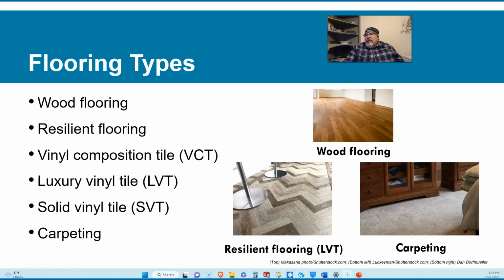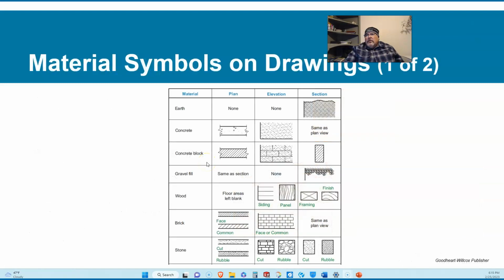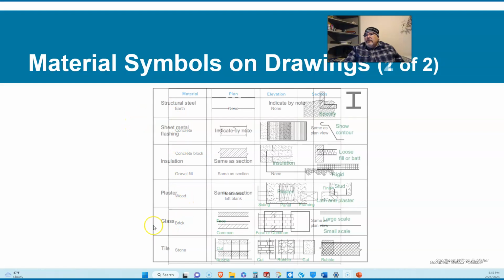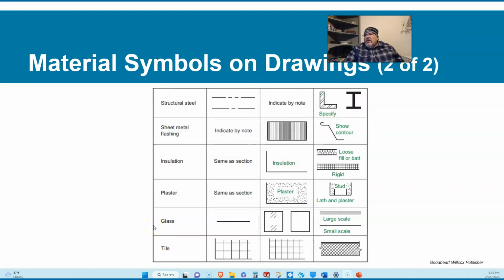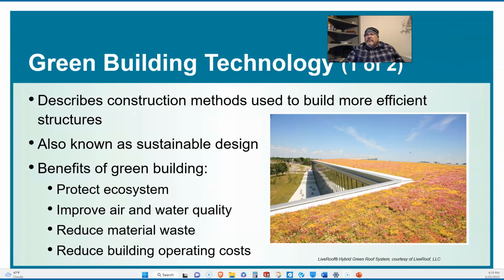Here are some different types of flooring. You've got resilient floor, you've got wood floor, you've got carpeting. These are the symbols of what the floor would look like in an illustration. More symbols of what the material would look like in plans, sections, and elevations.